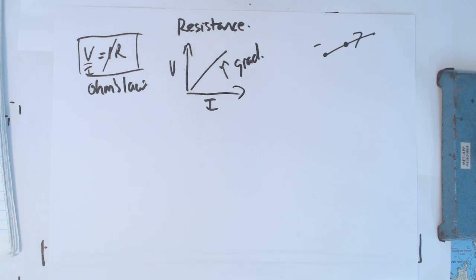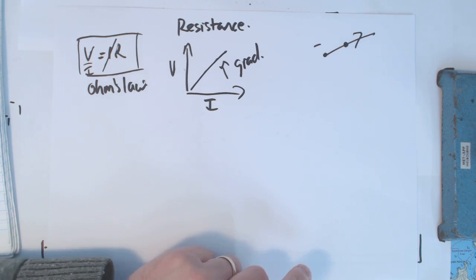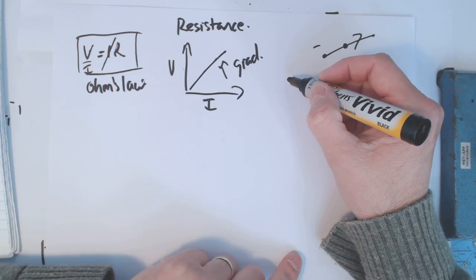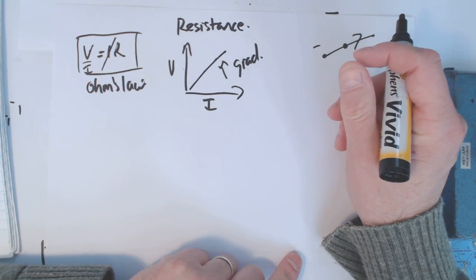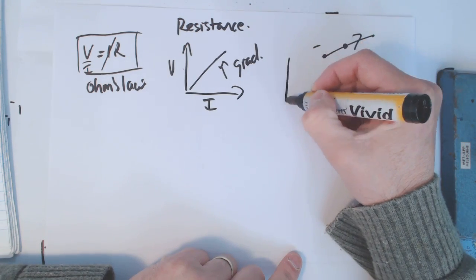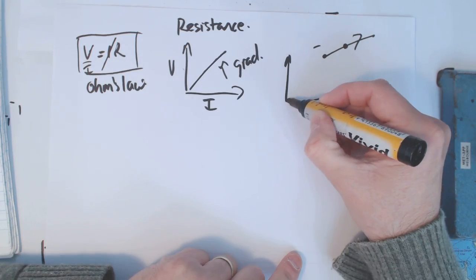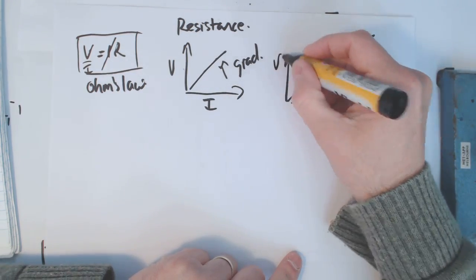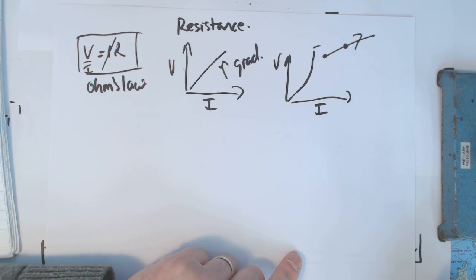I think we all know now that conductors have a very, very low resistance and insulators have a very, very high resistance, and it's all because of free electrons, right? So if we had a resistance that was increasing, so it starts off nice and straight, but then it starts to go like that. The gradient, this is voltage against current, the gradient's increasing, so what we would call that is a non-ohmic conductor.